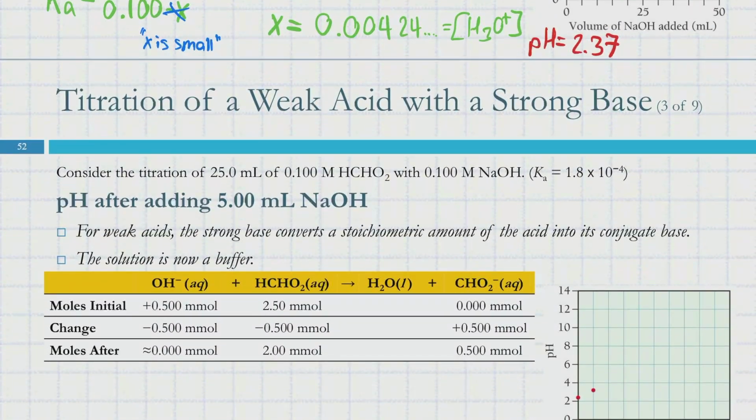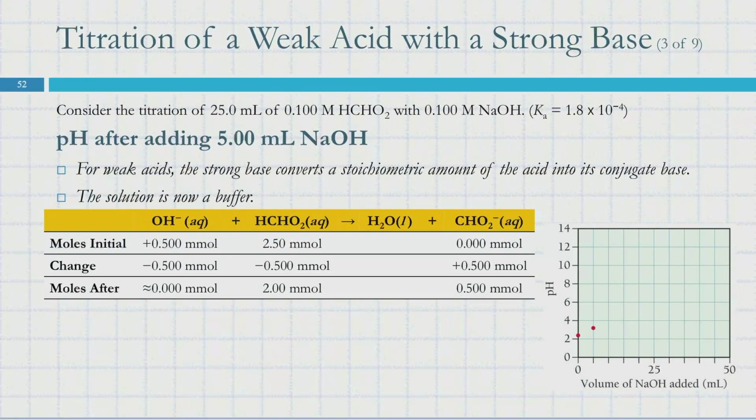All right, when we add a little bit of sodium hydroxide, we use not an ice table. So we added a little bit of hydroxide that's going to use up, or turn, our weak acid into conjugate base. So we now have conjugate base to consider in this table. So we're adding 0.500 millimoles of that, and our moles after looks like this. So 2 millimoles, 0.500 millimoles.